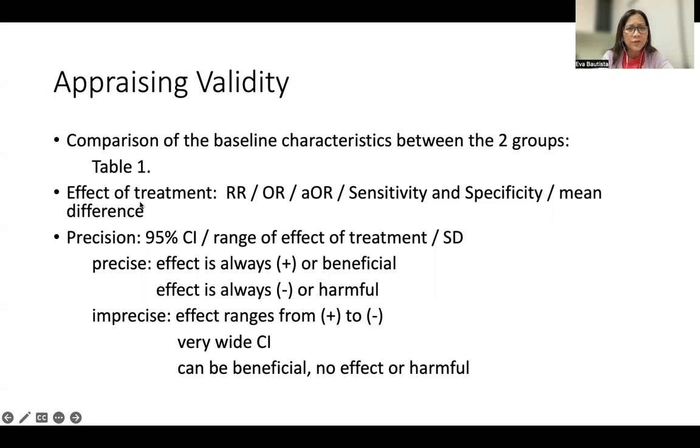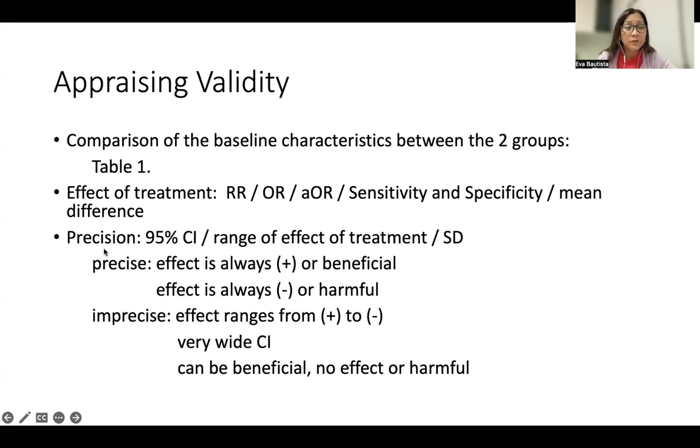If you encounter the question about effect of treatment, it actually refers to the risk ratio or the odds ratio or the adjusted odds ratio. If an adjusted odds ratio and odds ratio are both given, please choose the adjusted odds ratio. Sensitivity and specificity, these are also being referred to as effect of treatment or the mean difference for continuous variables.